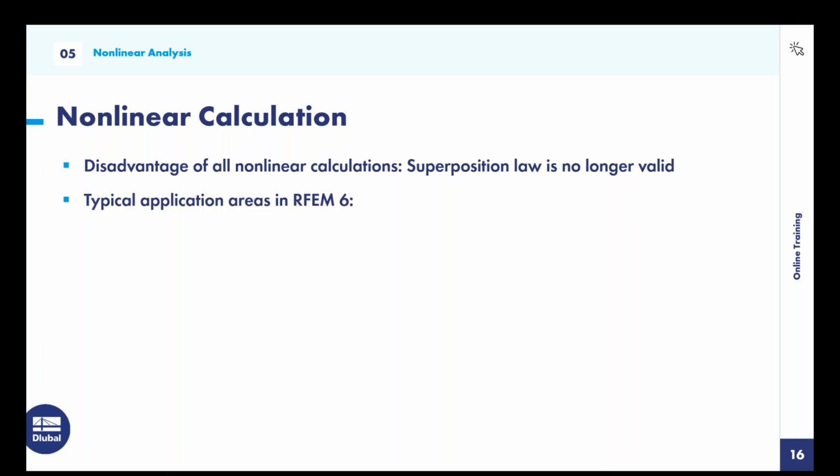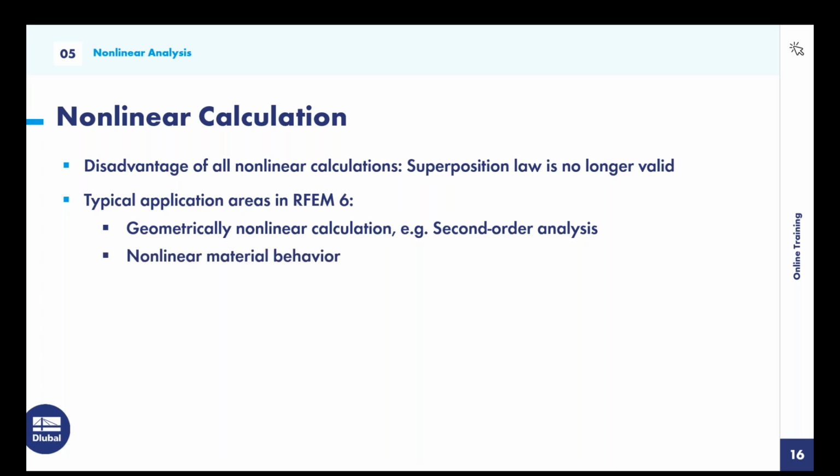And so typical application areas in RFEM 6 include geometrically nonlinear calculations, such as second order analysis, which includes behavior such as big P delta and little P delta effects, what I just talked about. And then this also includes nonlinear material behavior.